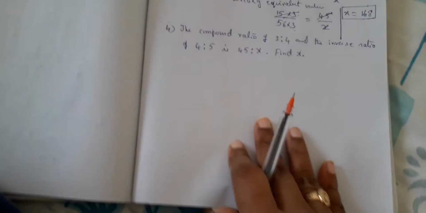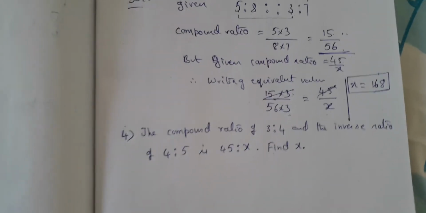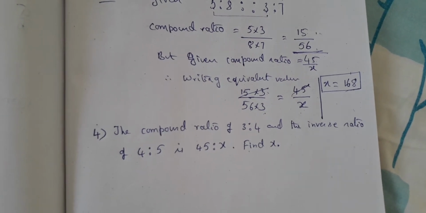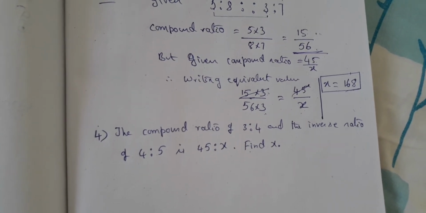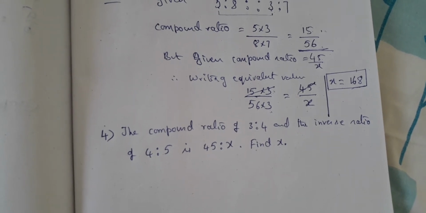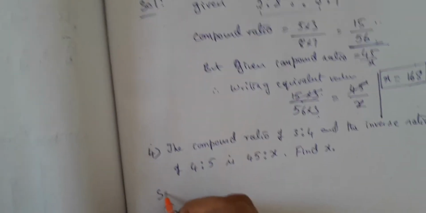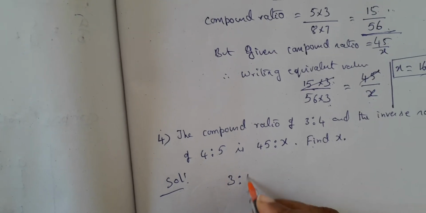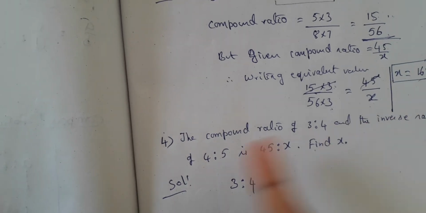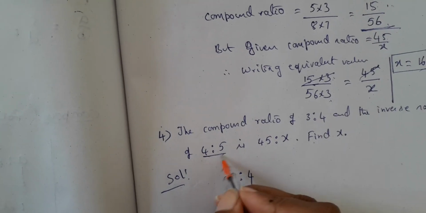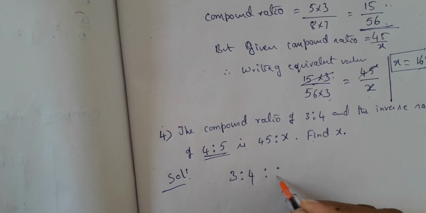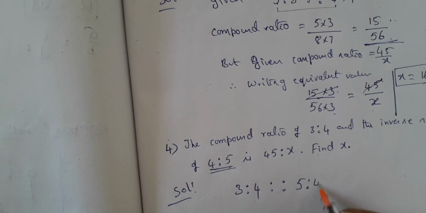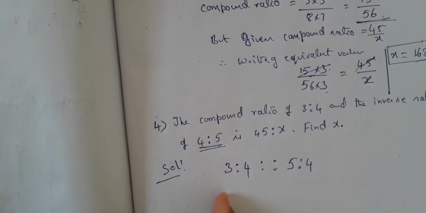So now, let us move to the next problem. Now the compound ratio of 3:4 and the inverse ratio of 4 is to 5 is 45 is to x. Find x. Now what is given here? Compound ratio of 3 is to 4, and the inverse ratio of 4 is to 5. Here it is given as inverse ratio, so you have to take the reciprocal of it. Reciprocal of it, 5 is to 4. So this is what is given to us.